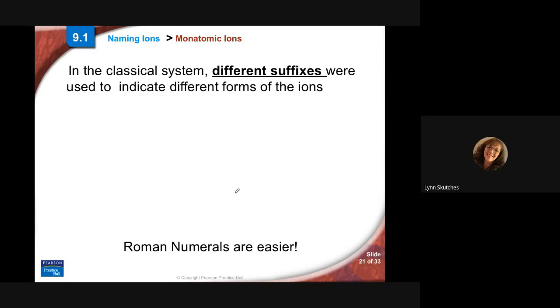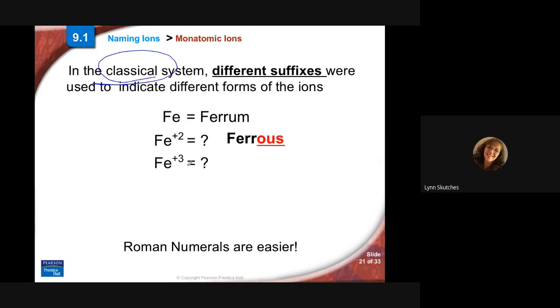The other one is the old style, the classical style. So classical, you know, ancient times, the Greeks, we used to use Latin all the time. So ferrum is the original name of iron. That's why it has this weird Fe for its symbol. Iron with a +2 charge used to be called ferrous. And iron with a +3 charge is called ferric. So we changed the ending, the suffix, to indicate the charge.